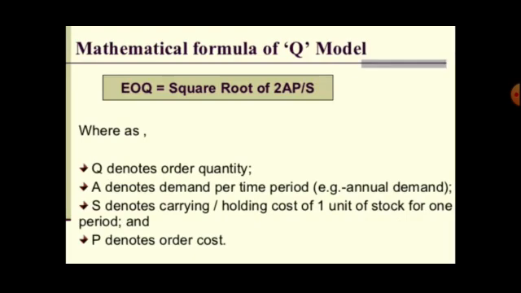The mathematical formula for EOQ is under root of 2AP upon S, where A denotes the demand, S denotes the carrying or the holding cost, and P denotes the ordering cost.